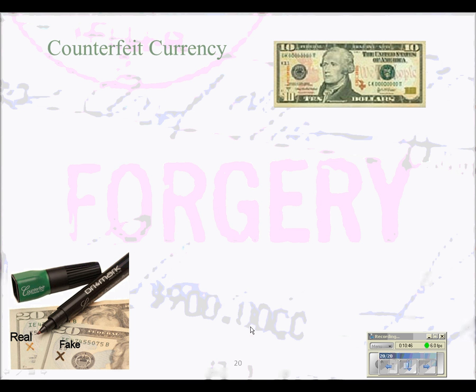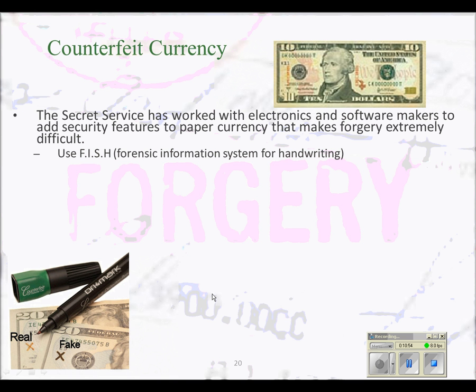And the last thing we're going to talk about is counterfeit currency. So counterfeiting is making a fake. And in this case, the Secret Service works with electronics and software makers to add security features to the paper to make forgery extremely difficult. And they use the database FISH to help this.